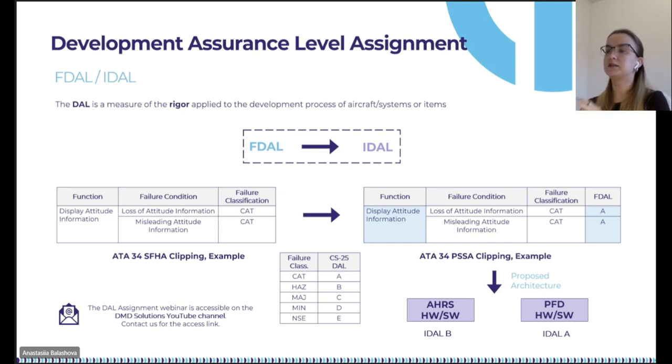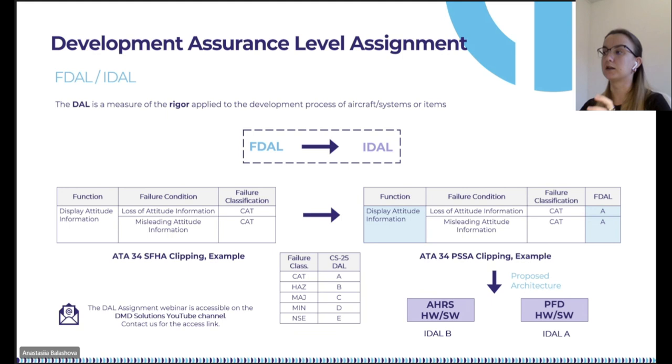Let's consider the terrifically simplified example of DAL assignment. So we start the system safety assessment with the SFHA. Then we consider the function and its possible failure condition and classify the failure. It may be catastrophic, hazardous, major, minor, or no safety effect, based on the effect on the aircraft, crew, and occupants. For example, in ATA 34 navigation SFHA, we analyze the function, display attitude information.